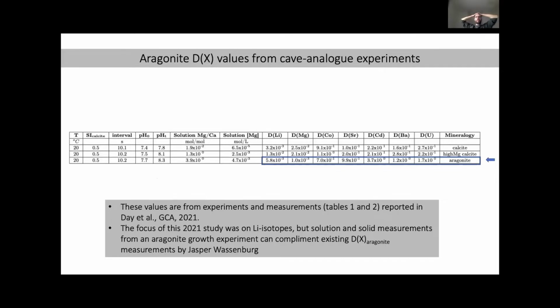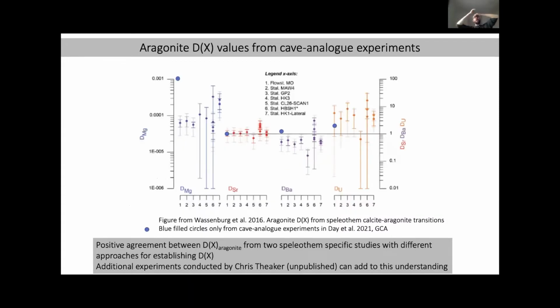So we kind of have these partition coefficients for free for lithium, magnesium, cobalt, strontium, cadmium, barium, and uranium. So there they are there on the screen, and you can calculate them alternatively from tables 1 and 2 in that particular study. And finally, in my final slide, I'm just going to show that there's really nice agreement between those somewhat fortuitous measurements in that lithium isotope study and all of the work that Jasper has been doing using a different approach. So the main figure here is from Wassenberg et al.